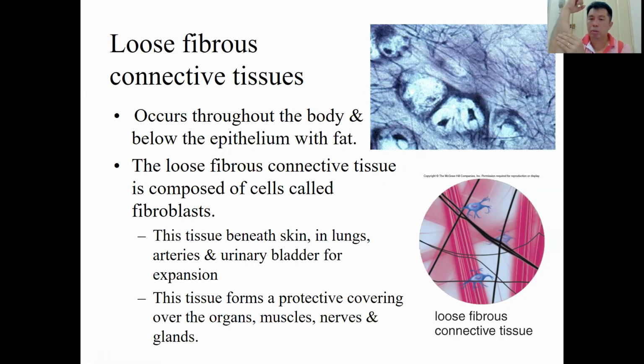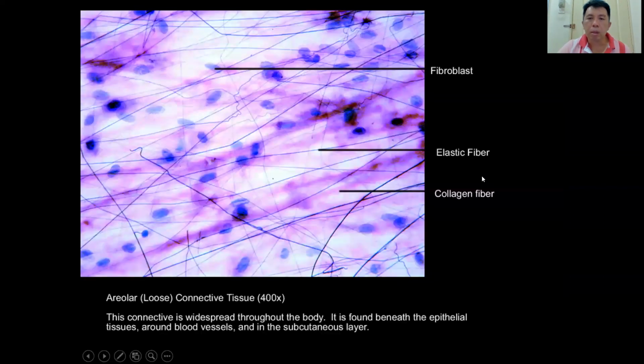All right, for expansion. This tissue forms a protective covering over the organs, muscle, nerve, and glands. So therefore, protection, because it is found throughout the body. For example, in this one you can see the specialized cells loosely arranged, and then you see the protein fibers and the ground substances, loosely arranged.